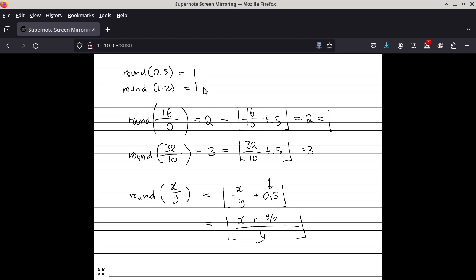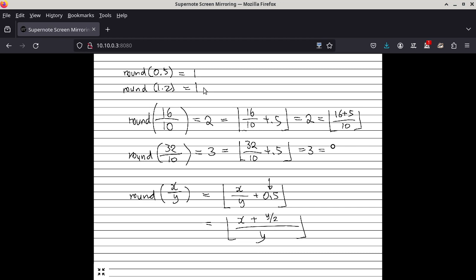So what is 10 divided by 2? Come on, quickly. Use your graphing calculator. Tell me, what is 10 divided by 2? 5. Very good. So this is 16 plus 5, the whole thing divided by 10, and then take the floor of that. Does it work out for you? 16 plus 5 is 21. 21 divided by 10 is 2.1. The floor of 2.1 is 2. Ah, that seems to work out.